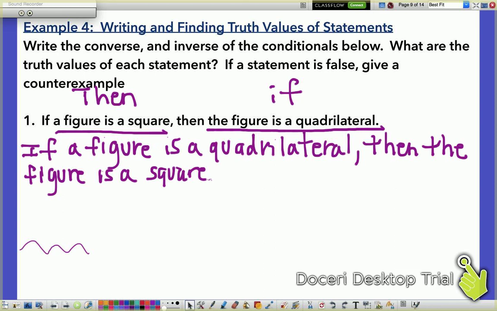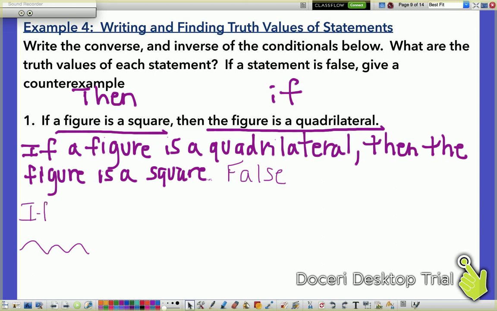Anyways, so if a figure is a quadrilateral, then the figure is a square. Okay, that's false. I hope everybody's following me here when I'm saying why it's false. Because a quadrilateral can be a rectangle, because a quadrilateral means a four-sided figure. Okay, it could be a kite, it could be a parallelogram. Okay, so that's false. So then if we write the inverse, which we put not into the original statement.